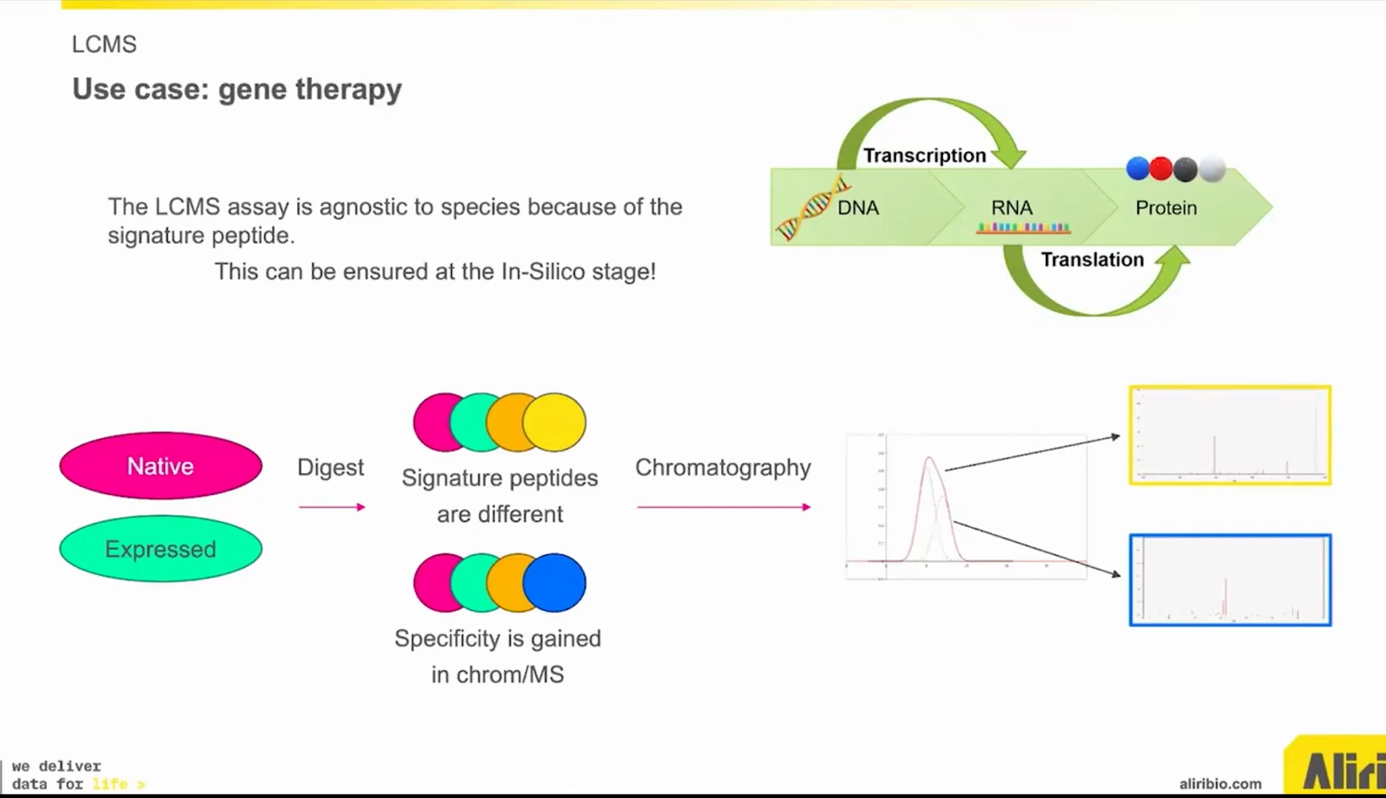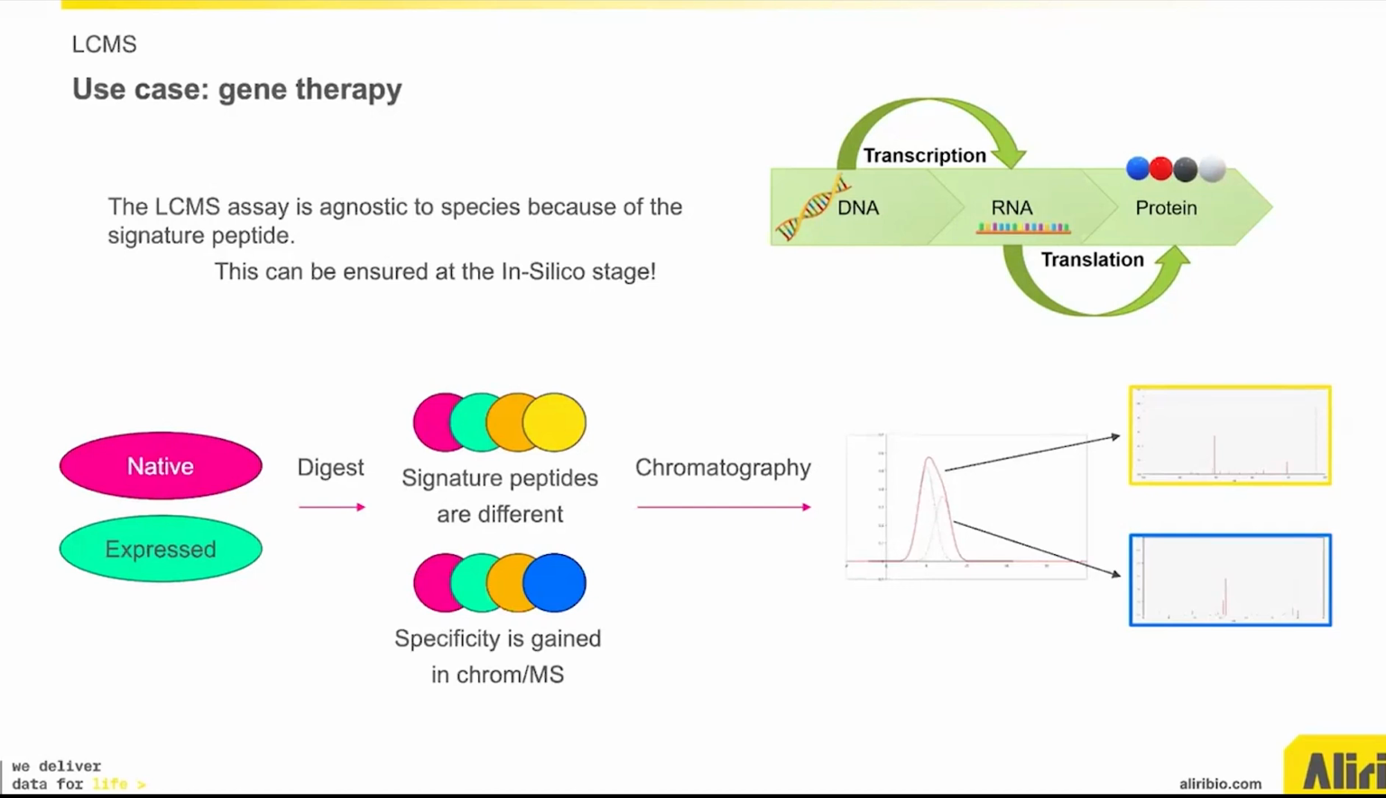As this slide is showing, the native and expressed may be extremely similar proteins that upon digestion produce unique signature peptides. Even if you can't gain the selectivity through the chromatography, as in this example, the mass spectrum and particularly the fragmentation spectrum will provide you that selectivity to allow you to quantify the functional protein in the presence of the endogenous matrix.